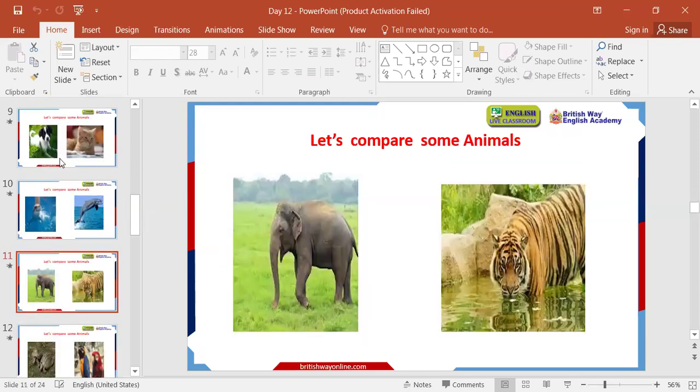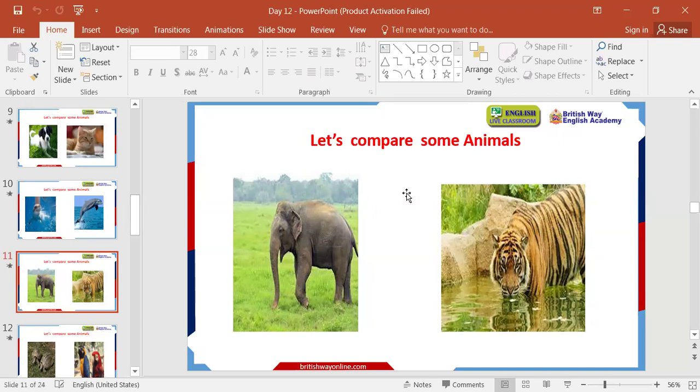Okay, now elephant and the tiger. How do you compare them? Tigers are more dangerous than elephants. Elephants are bigger than tigers. Tiger is smaller than elephant. The tiger is faster than elephant. Elephants are heavier than tigers. Elephants are more intelligent than tigers.